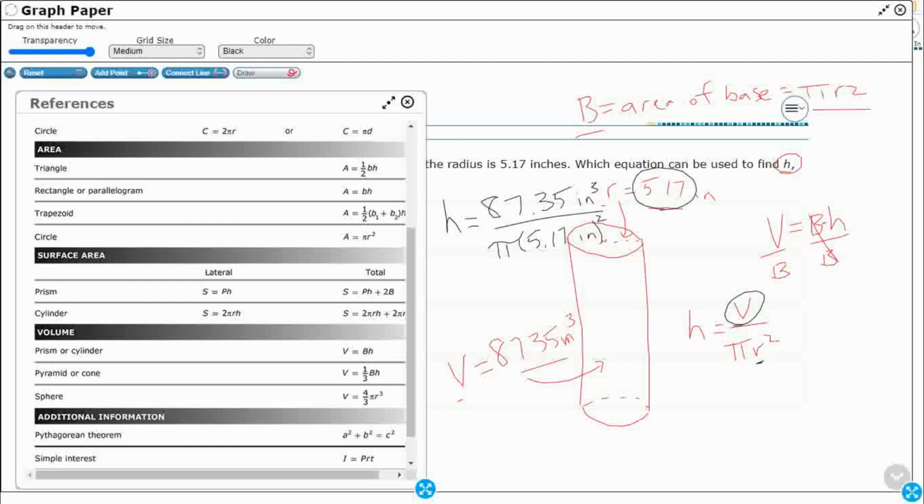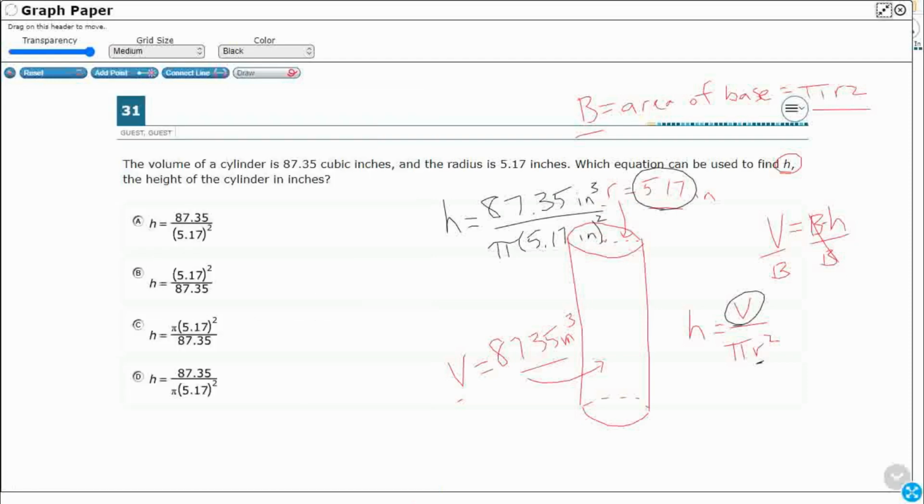If I wanted to take out my calculator, I could calculate for that, but I don't need to because, taking a look at this, we are just needing pi and 5.17 squared on the bottom. So really I only see a pi in two of these, and in C it is on the top. So they flipped the numerator and denominator for C and D. Our answer is going to be D because that matches exactly what we did.